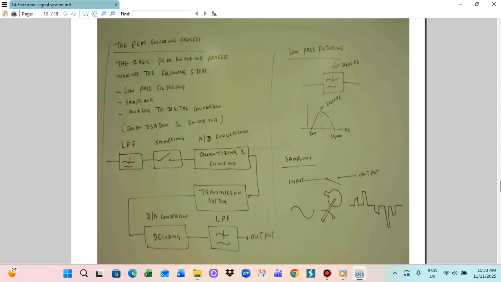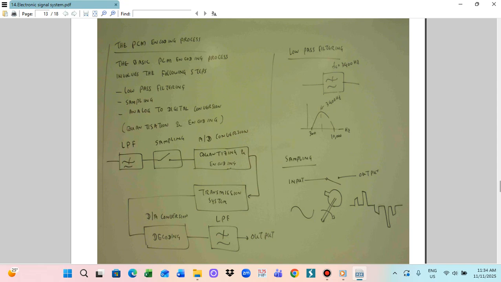So this is the process for the PCM encoding process. Firstly, the high frequency harmonic components are eliminated by a low pass filter, and we use a sampling network, and then we change from the analog to the digital. So this is the quantizing and the encoding.